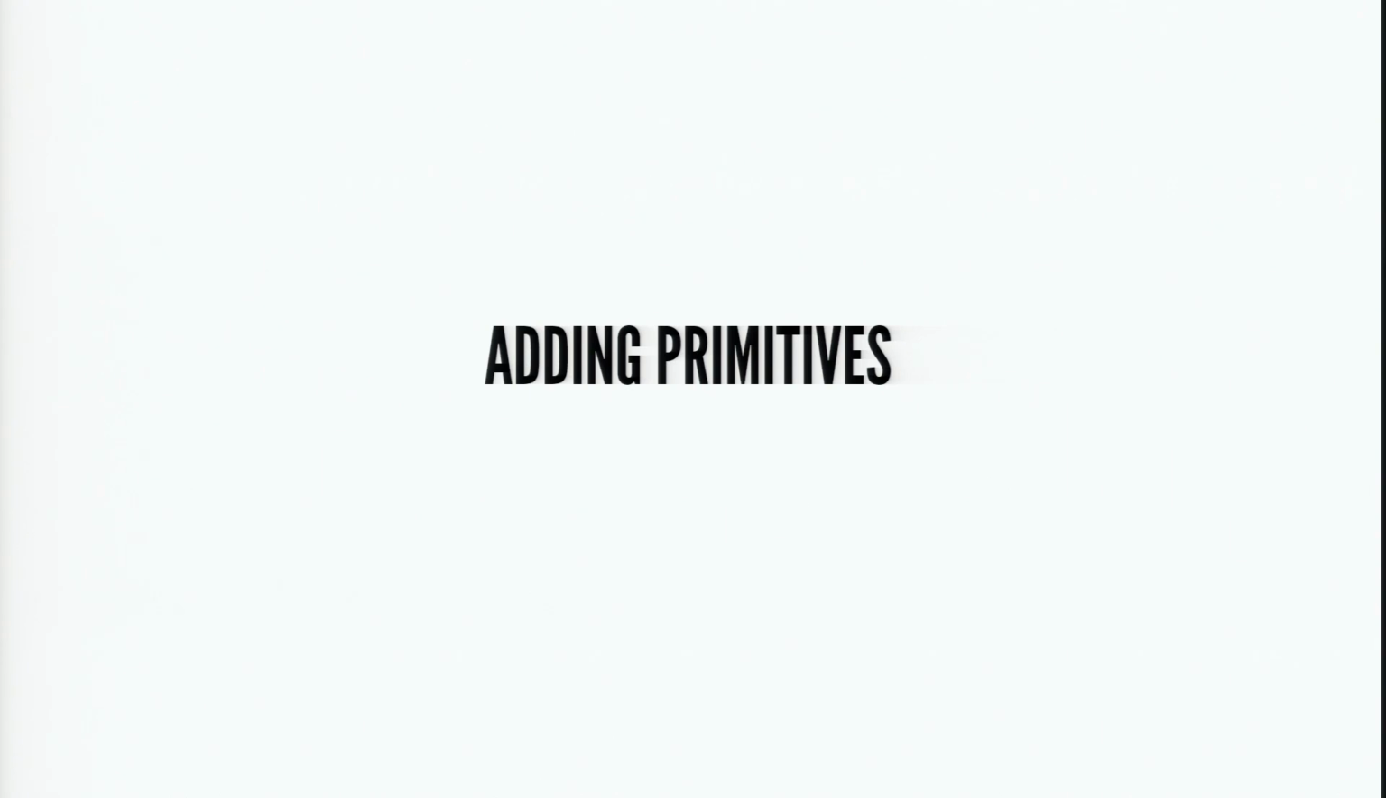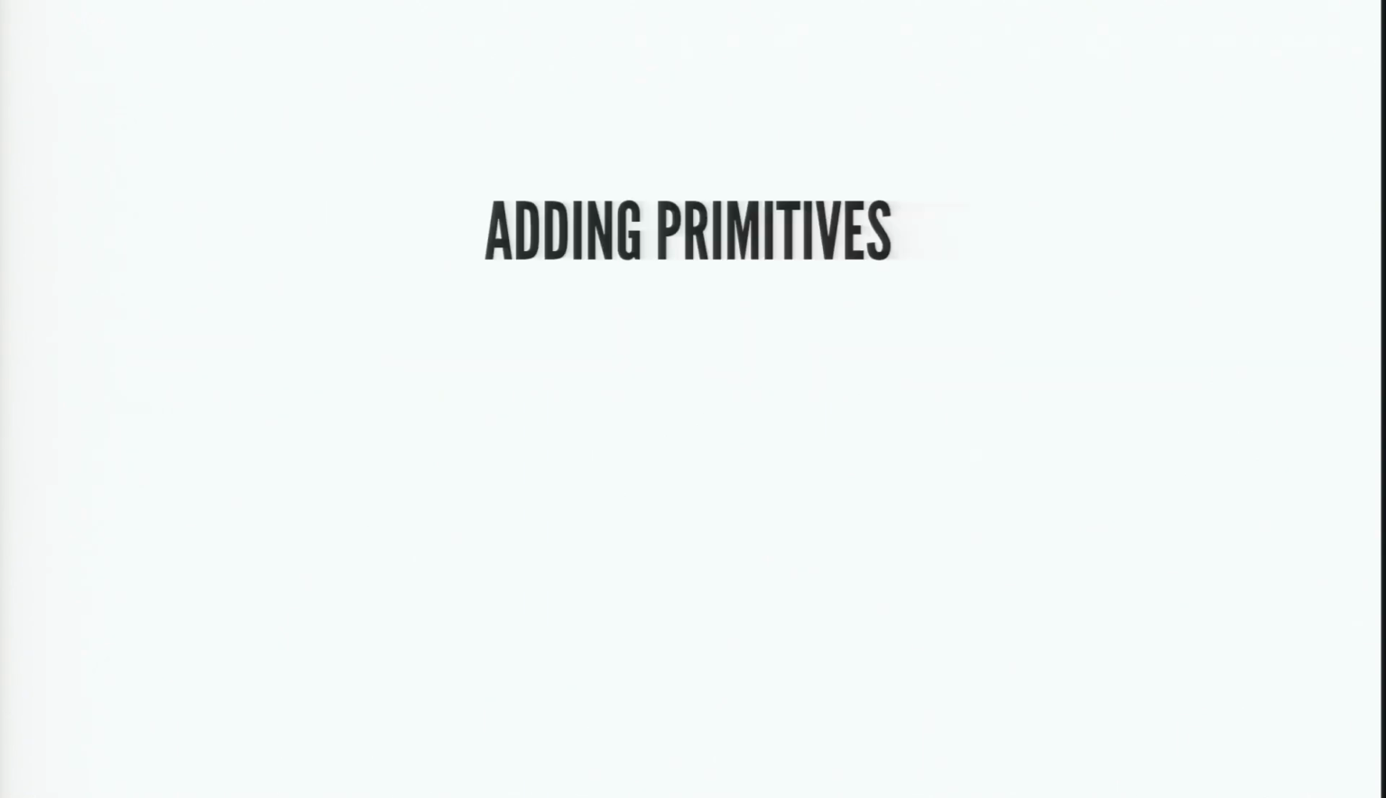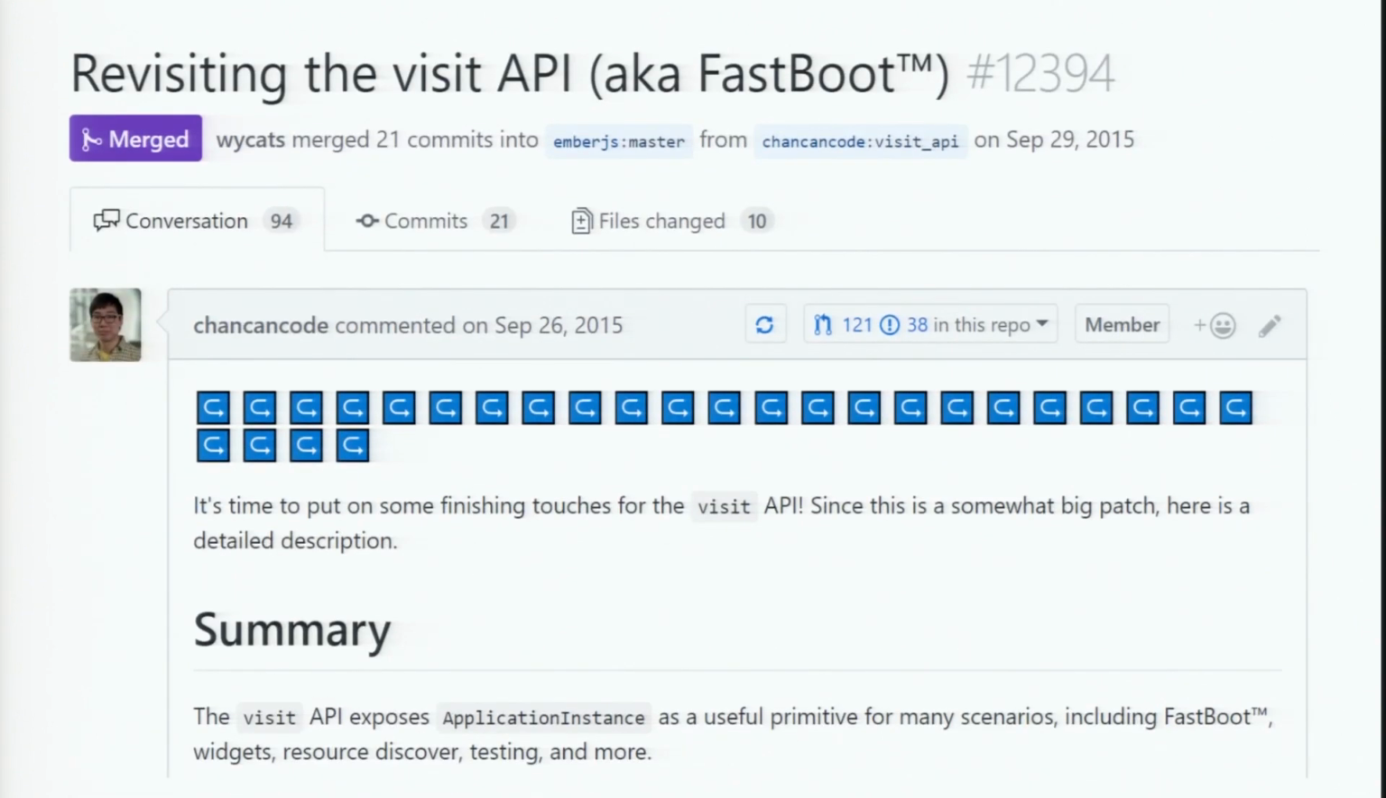But that, of course, creates an infinite loop where you can never land anything, right? But there's a much lower bar for shipping primitives. So here's an example. When we first started to work on Fastboot, we didn't realize this yet, but we had to anyway ship a little API called Visit. And Visit basically just takes a URL and allows you to programmatically route an Ember app instead of having to change the browser's window.location.